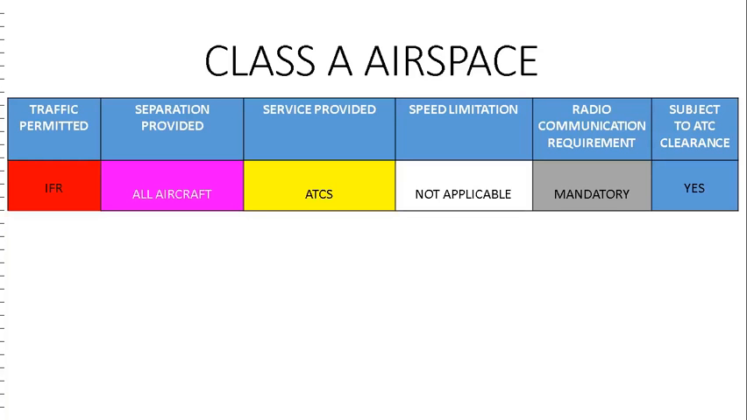Class A airspace. Only IFR is permitted. VFR is not allowed in Class A airspace. All IFR are separated from other IFR flights, and air traffic control services are provided. There is no speed limitation. Radio communication is a mandatory requirement, and all aircraft are subject to ATC clearance prior to entering Class A airspace.